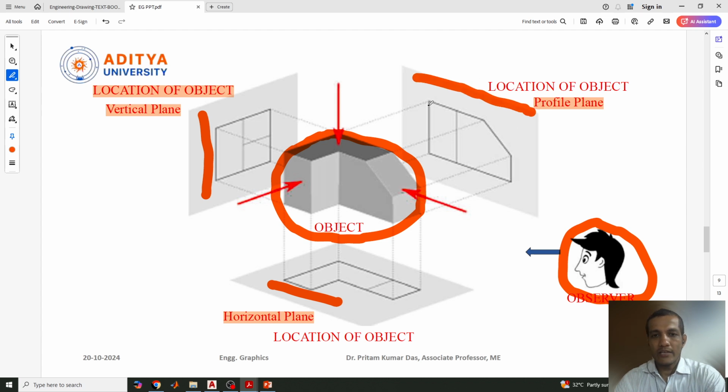In the profile plane we can get the side view. While we are viewing the object from this side, that is our front view. So the front view will be reflected here. While viewing the object from the top side, it will be reflected on the horizontal plane. Simultaneously this side will be our side view, which will be projected on the profile plane.